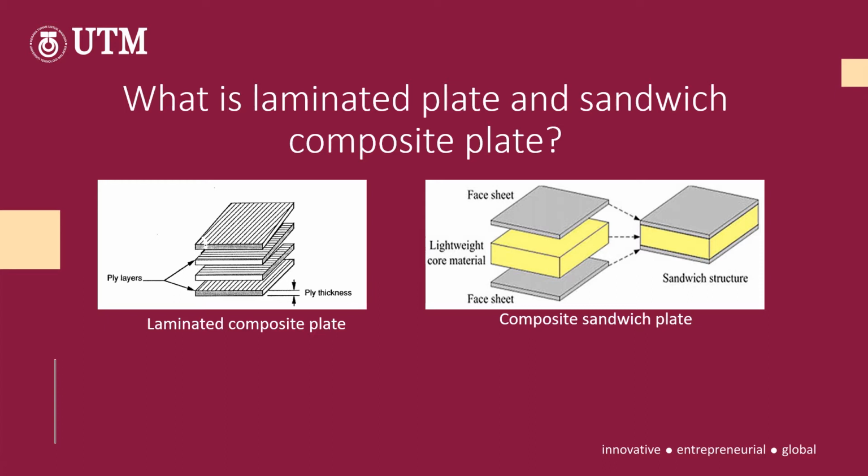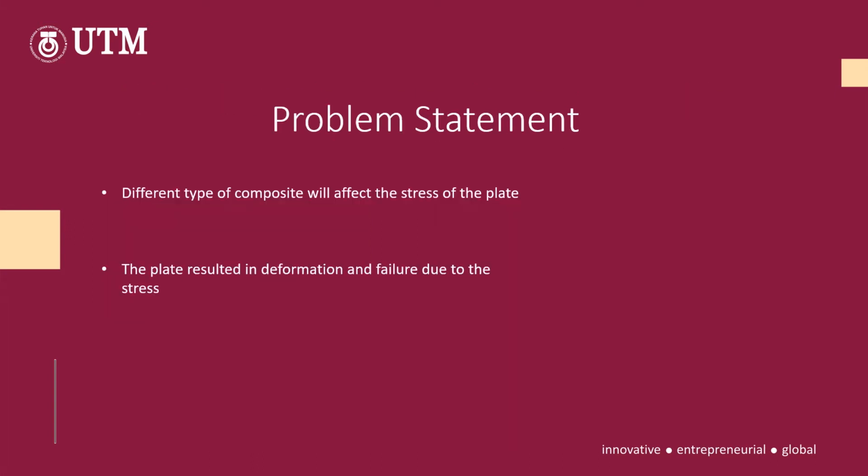Composite sandwich plate is widely used in industries such as naval and aerospace. There are a few types of composite sandwich plate, such as homogeneously supported, locally supported, regionally supported, unidirectionally supported, and bidirectionally supported.